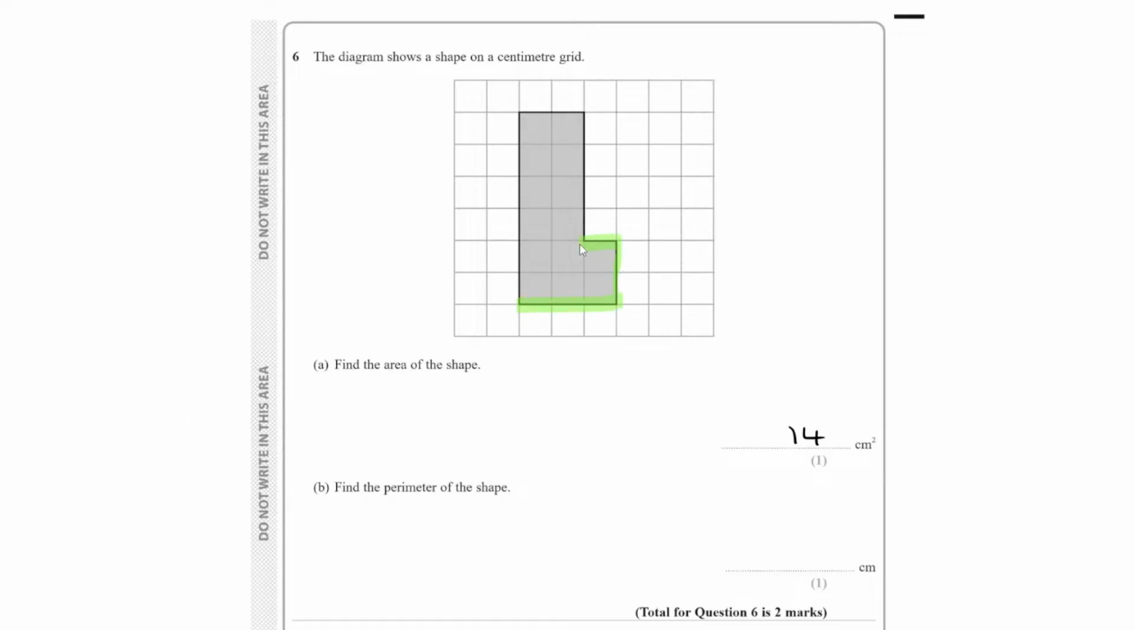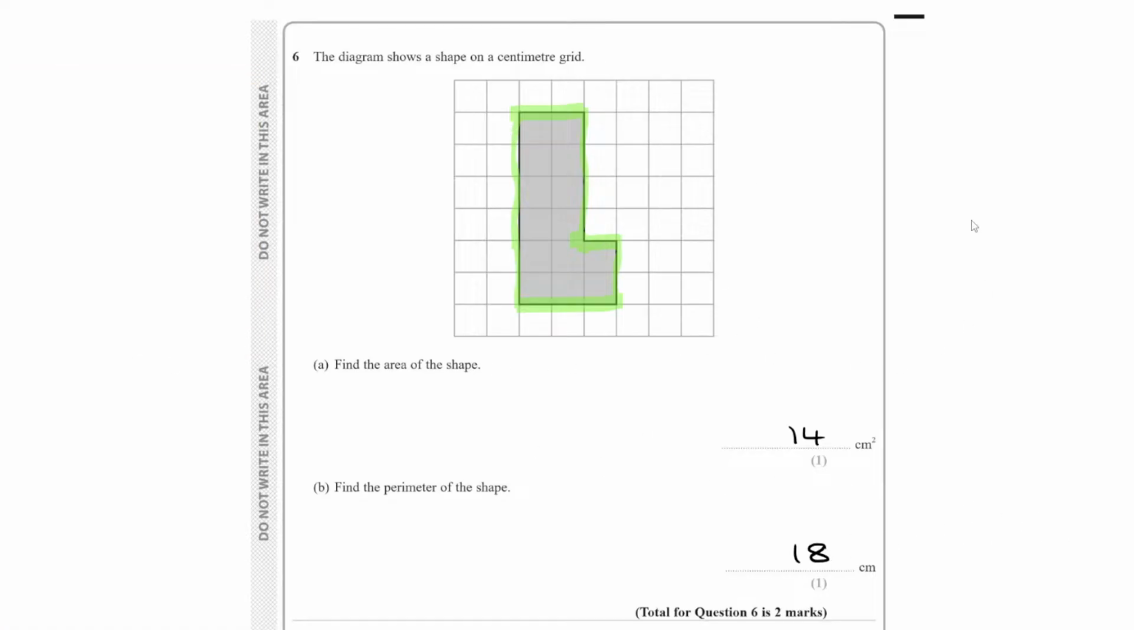4, 5, 6. And then 7, 8, 9, 10. 11, 12, 13, 14, 15, 16, 17, 18. There we go, roughly like that. So you should get 18 centimetres.